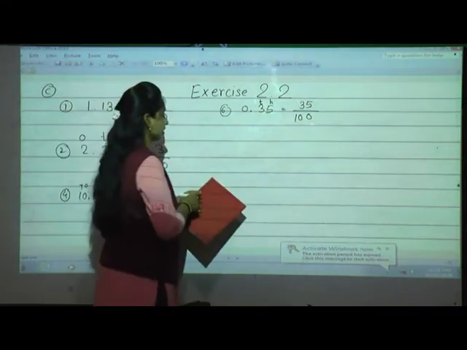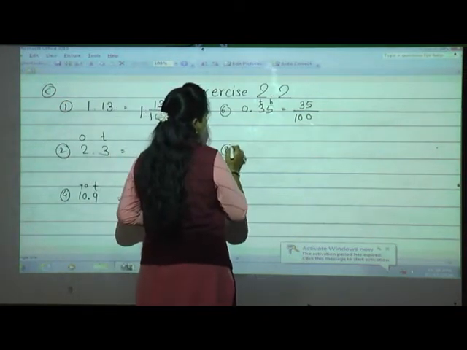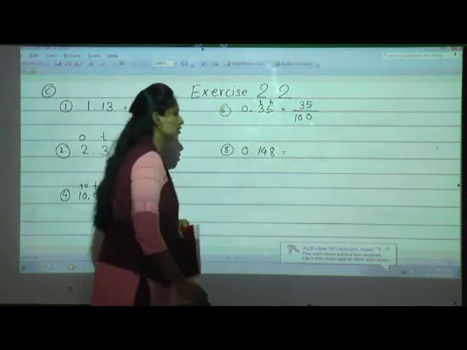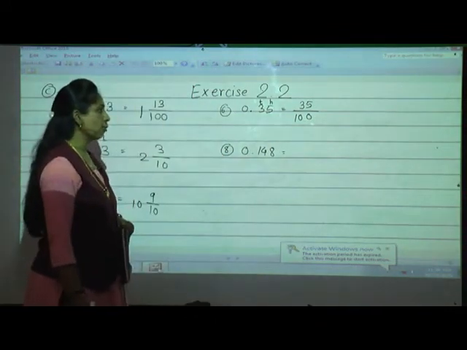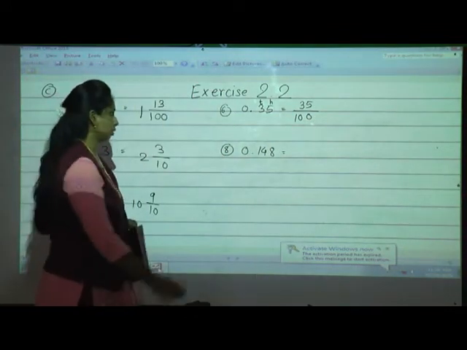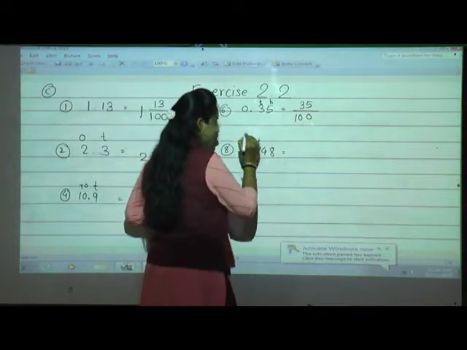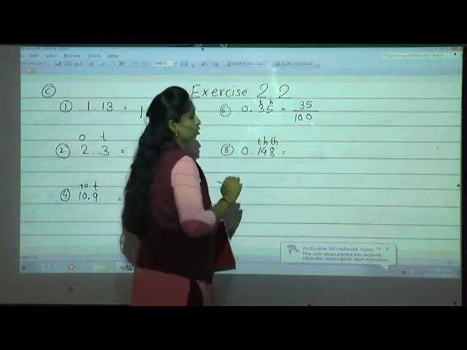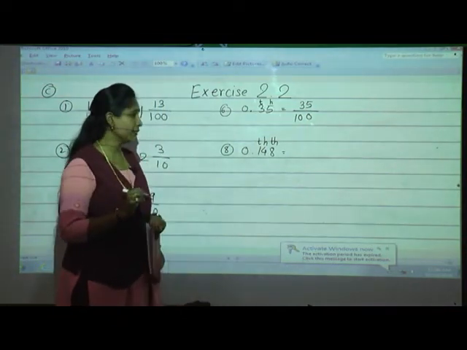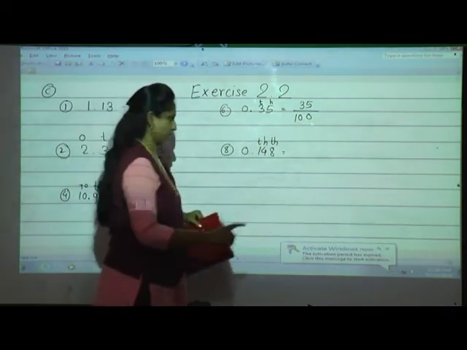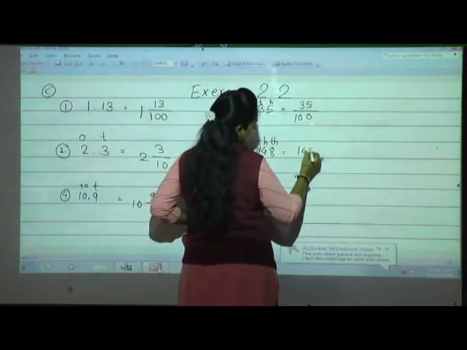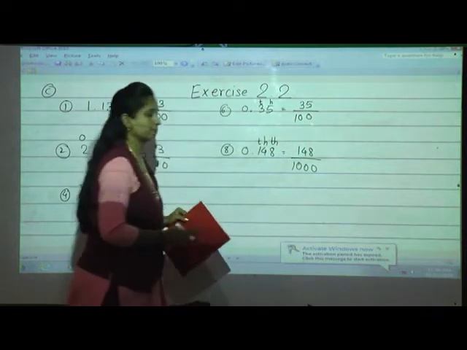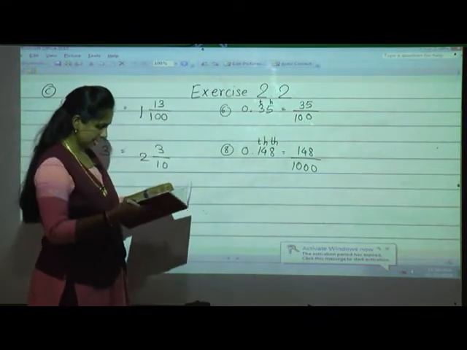8th one I will take. 0.148. Now see this question, 0.148. Tenths, hundredths, thousandths. So this is what? 148 thousandths. So write 148 thousandths. Clear? Yes, very good.